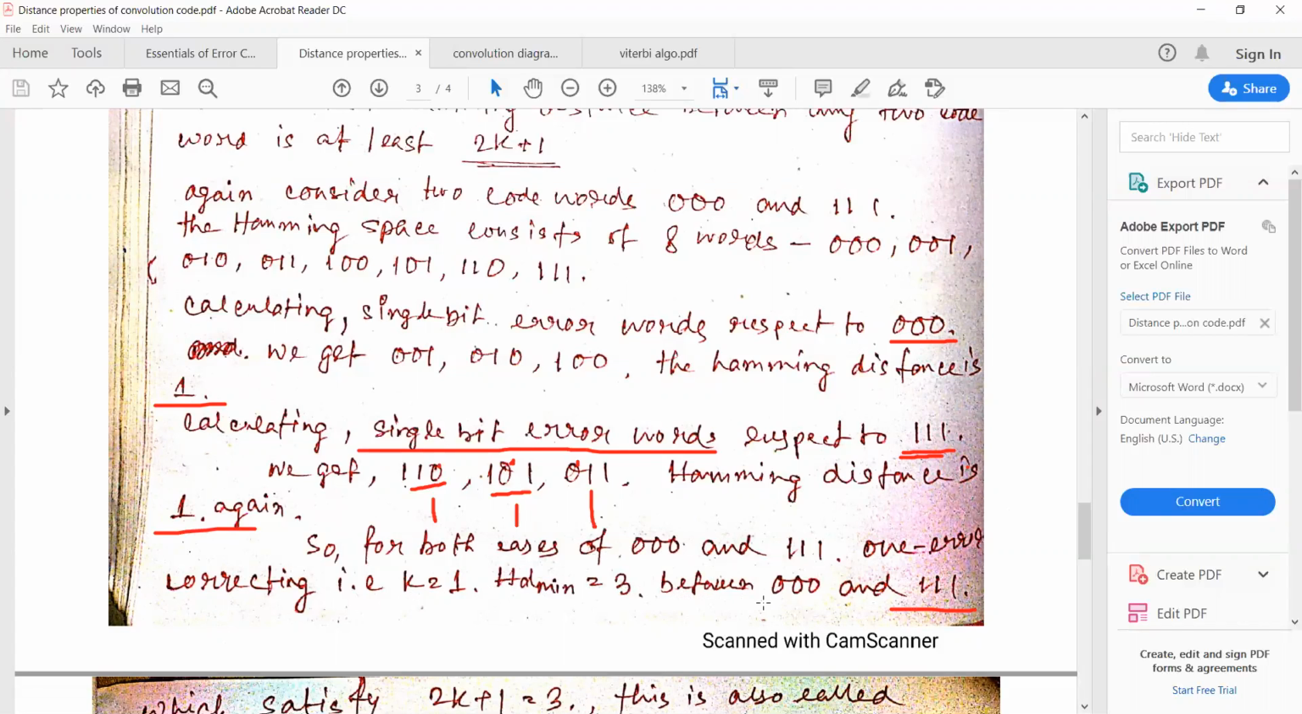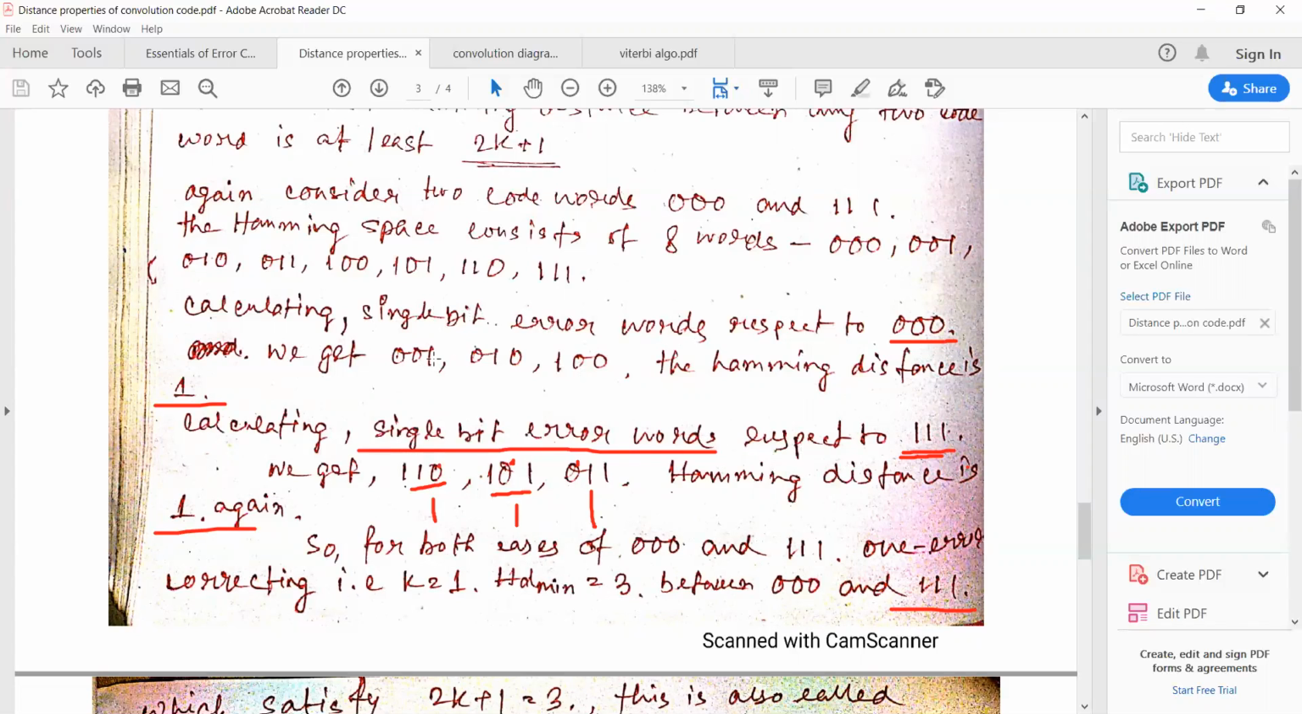Okay, so between 000 and 111, the minimum Hamming distance equals 3, and this is a one error correcting code. That means we have considered k equals 1. As you can see, we have considered single bit error words with respect to 000, and single bit error words with respect to 111. That means the k value is 1.